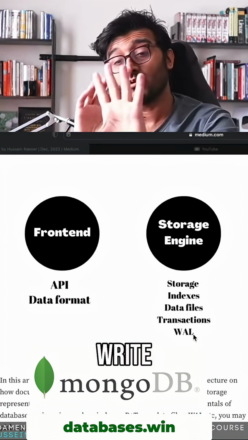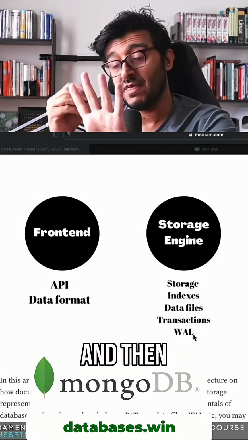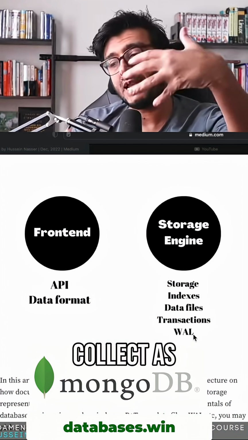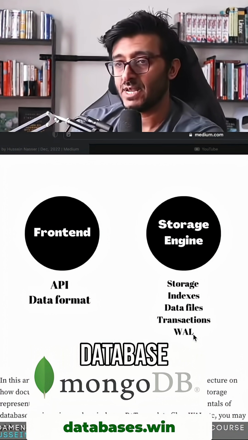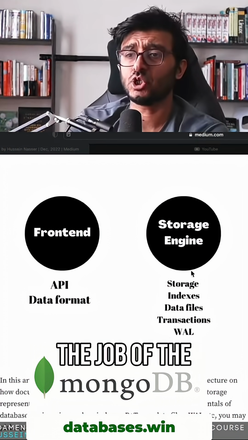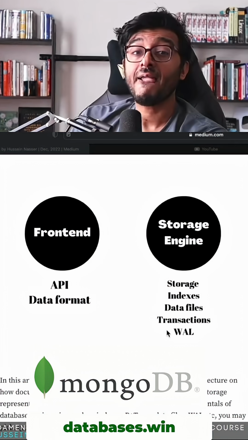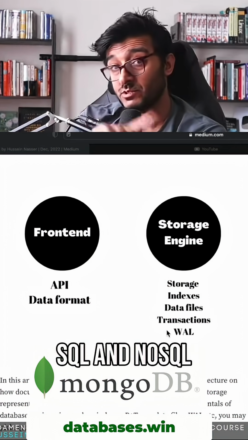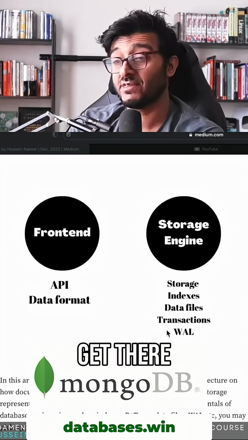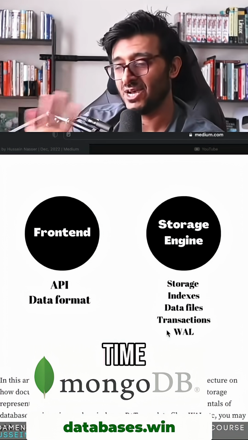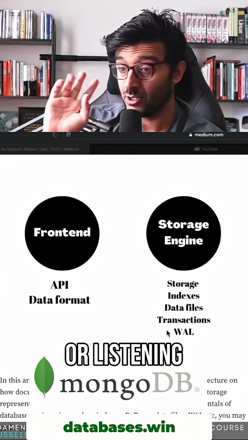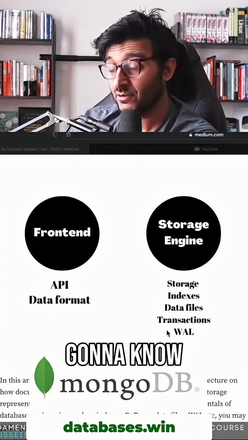And then you write in memory, and so it's fast. And then later, the storage engine will collect as many changes as possible and then flush them once, right, to the database. All of this is the job of the storage engine. Right? I still didn't come to the difference between SQL and NoSQL, but we'll get there, right? You're clearly going to see it. I think by this time, if you're still watching or listening, you're probably going to know the difference, right?